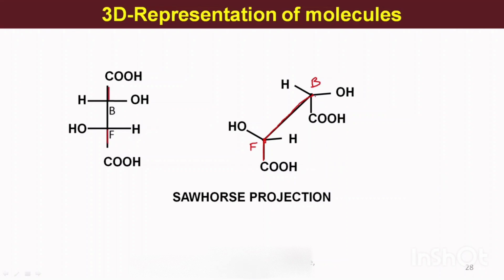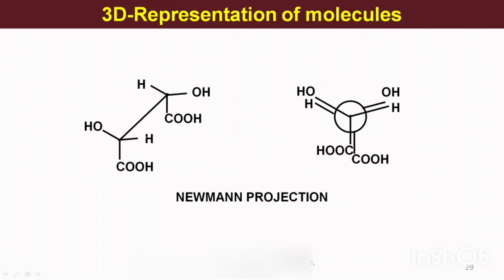Then we have to give the rest of the atoms in the horizontal line as such, on the same side as in Fischer projection. Similarly, in Newman projection, it is represented as given here. In this formula, the molecule is viewed from the front side along the axis of the carbon-carbon bond.